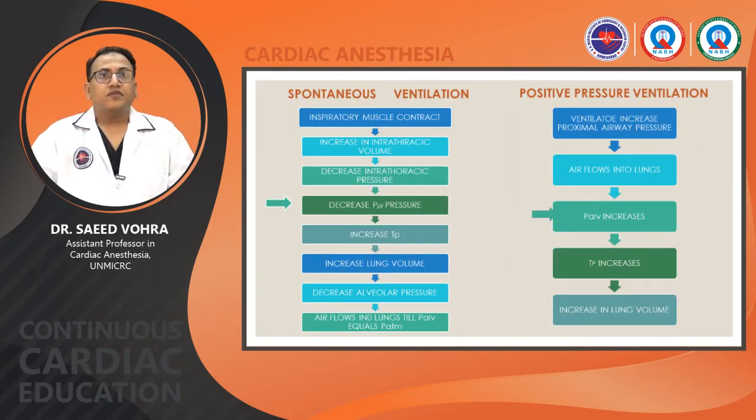Now, these are the sequence of events which occur during spontaneous ventilation and the events which occur during positive pressure ventilation. In both, there has to be an increase in transpulmonary pressure, but during spontaneous ventilation, the transpulmonary pressure increases by a decrease in pleural pressure, and in positive pressure ventilation, that is mechanical ventilation, transpulmonary pressure increases by an increase in alveolar pressure.